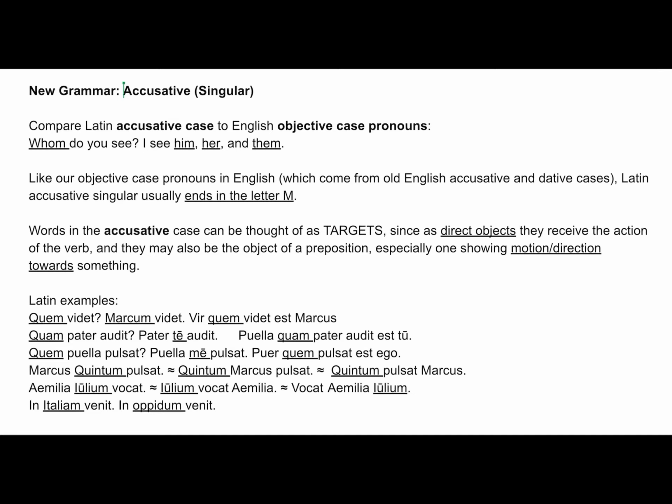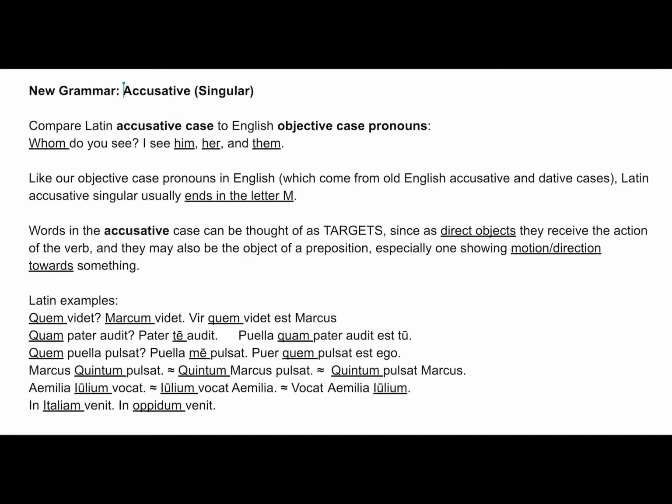All right, next line. Marcus Quintum pulsat. Marcus is beating up Quintus. Quintum Marcus pulsat. Marcus is beating up Quintus. Quintum pulsat Marcus. Marcus is beating up Quintus. Now, wait a minute, you might say. The word order changed. Didn't that change something? No. All of these sentences essentially say the same thing. And that's with the equivalency sign there that you may see.